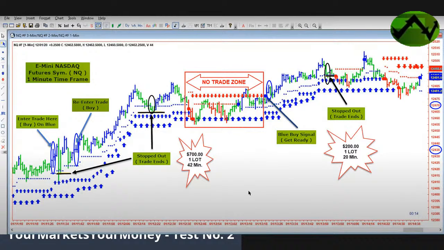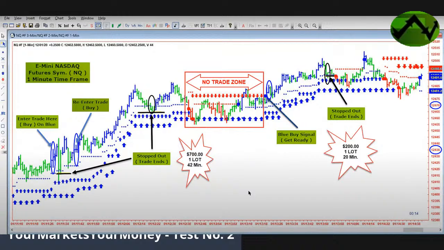And that's about a 42-minute trade. That's from here, right here to right here. I think that's what I came up with. And that's on one lot. That's not using any leverage. That's just one-on-one, not using any leverage.